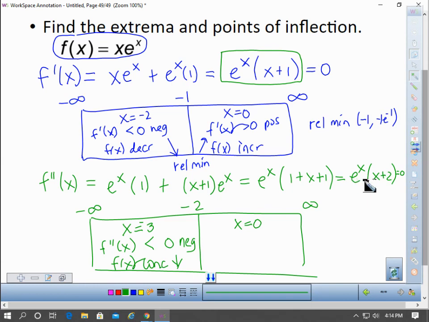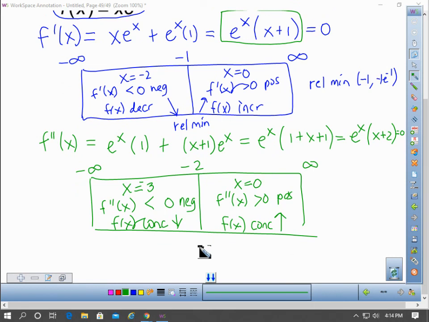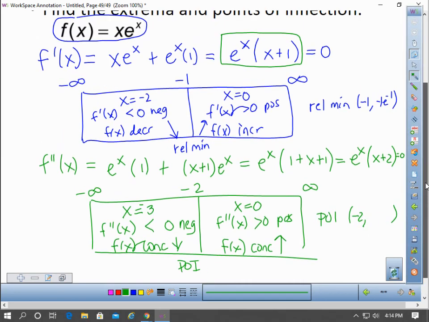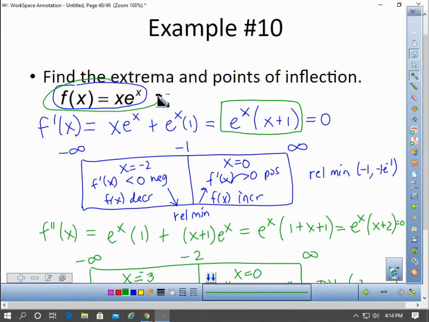If I put a 0 in here, 0 plus 2 is positive. So my second derivative is greater than 0, I'm positive. So that means f of x is concave up. All right, so now what am I doing? I'm doing a point of inflection, a POI. All right, so my concavity changed. I'm down and then I was up. So this is a POI. So my POI occurs at negative 2.